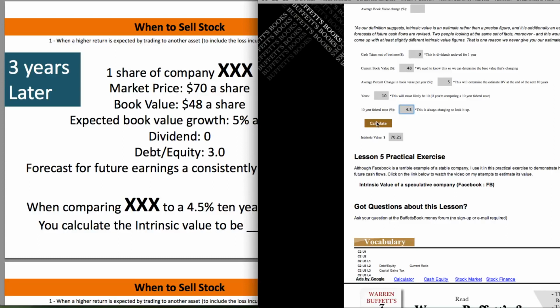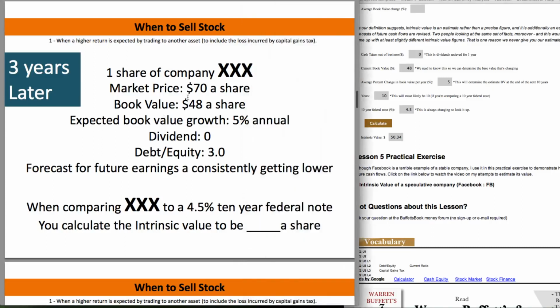Okay, so we're going to go ahead and click calculate. And you can see that the intrinsic value of this company has drastically changed from where we were at 3 years earlier. So now the intrinsic value on this company is $50 a share. And on the market, you can see that the market price is $70 a share. So the intrinsic value is much lower than what the company's actually trading for. Okay, that's not a good thing. That means that if we continue to hold it, we're going to be losing money.